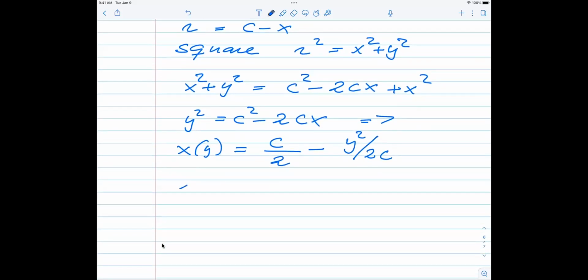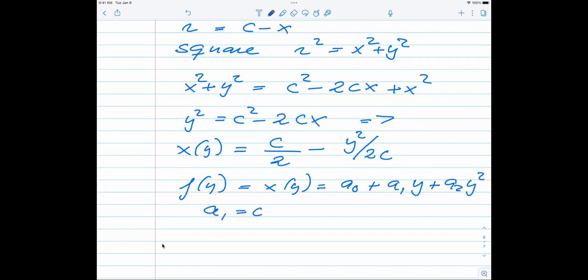And if we think of a famous equation here, we have an f of y, which in our case is going to be an x of y. And if we write it out as an a0 plus a coefficient a1 multiplied with y plus a coefficient a2 multiplied with y squared, we put now a1 equal to 0. a0 is equal to c divided by 2. And a2 is equal to minus 1 over 2c.